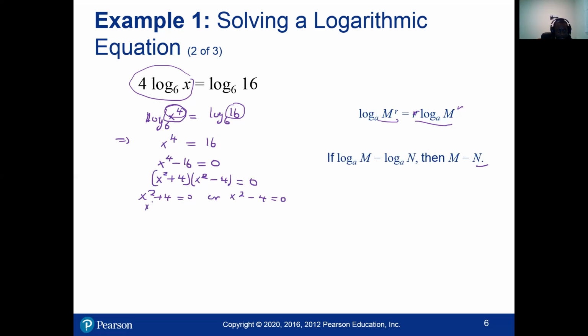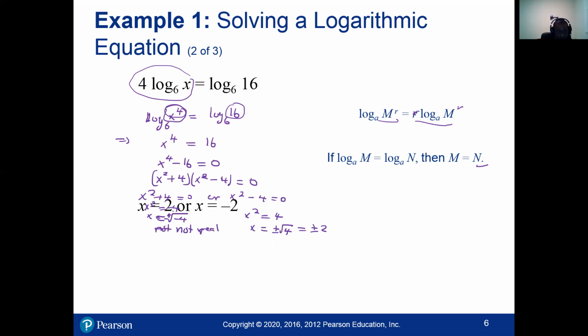All right, now if you have x squared equal to negative 4, then x is equal to the square root of negative 4, which is not possible. It is not a real number. Or if you have x squared equal to 4, then x is equal to plus or minus the square root of 4, which gives plus or minus 2.